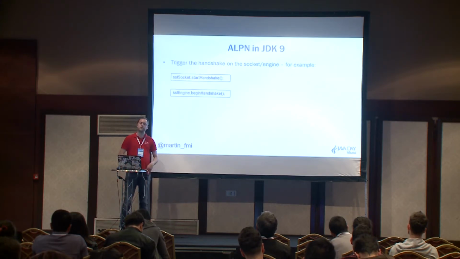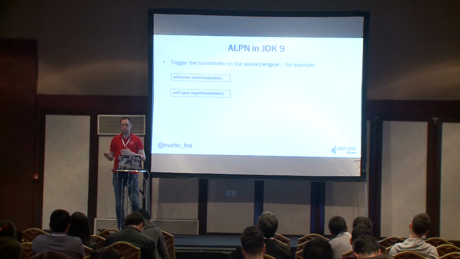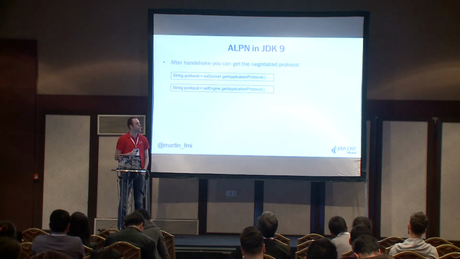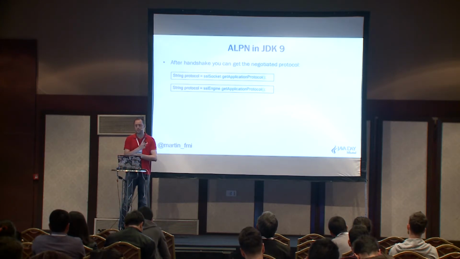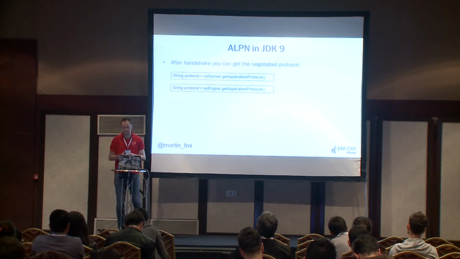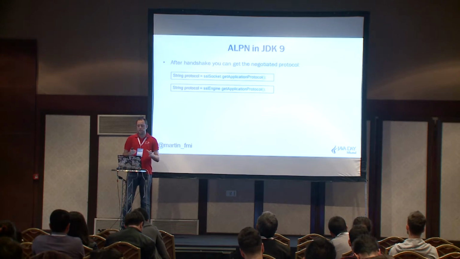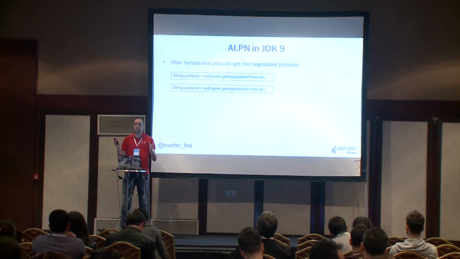When you do that, the TLS handshake process is triggered between the client and the server, and during that process the application protocol is negotiated. When that protocol is negotiated and we have a TLS handshake established, you can get the negotiated protocol by calling the getApplicationProtocol method from the SSL socket or engine instance. As you see, here we use just an array of strings to identify the negotiated protocol between the client and the server.